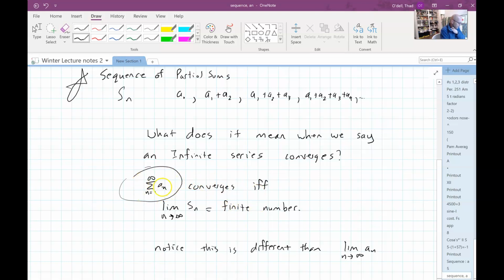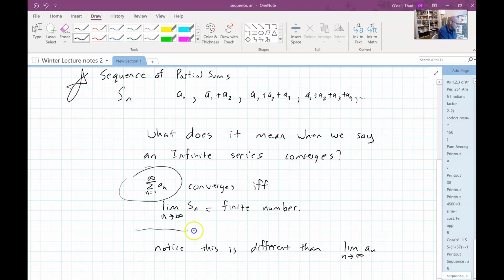So the infinite series converges if and only if the limit of the sequence of partial sums as n approaches infinity approaches a finite number. So you remember how limits work. We can look at what's happening as something approaches something, and we don't have to actually get there, which is the case when we're adding up infinite series. We never get anywhere because we just keep going, because we keep adding an infinite number of terms.